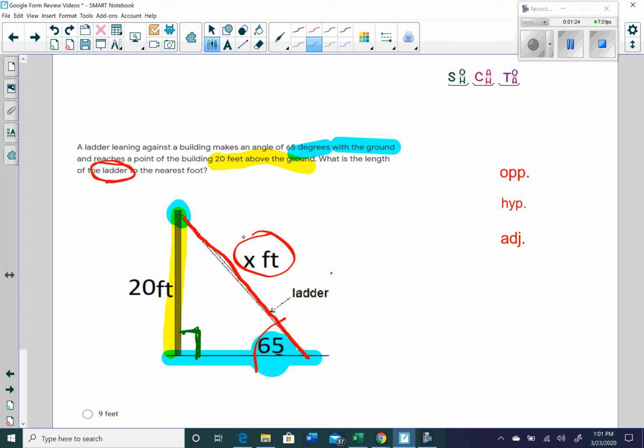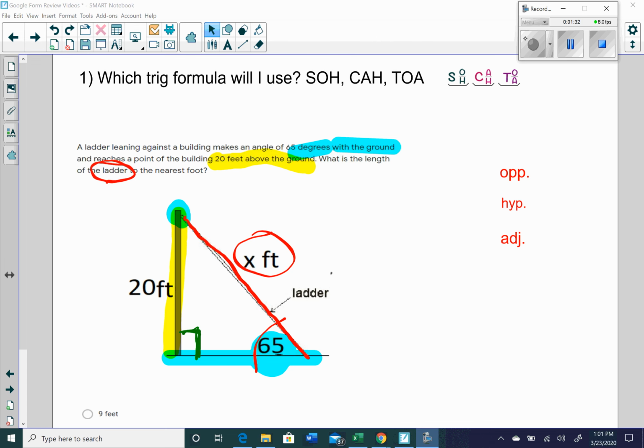So now that I've explained the diagram, let's get into the two questions you should ask yourself whenever you're approached with these trig questions. The first question: which trig formula will I use, SOH, CAH, or TOA? To determine that, we need to label our triangle.